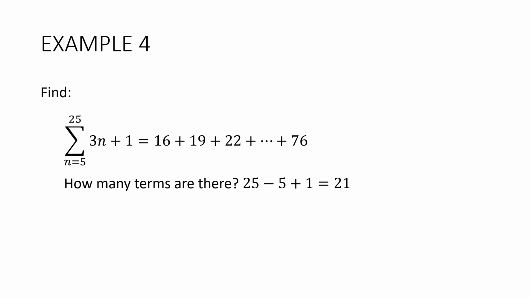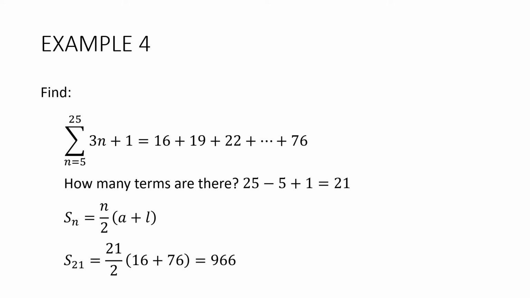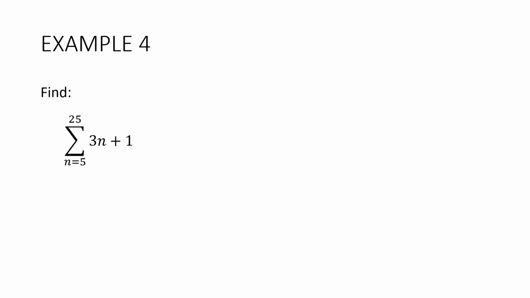Now we can do it in the formula. So S of n is equal to n over 2 and then a plus l, because we know the last term. So the sum of 21 terms is 21 divided by 2 and then in brackets 16 plus 76, which is 966.